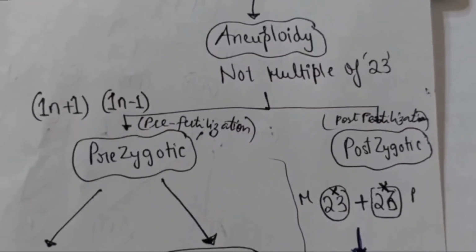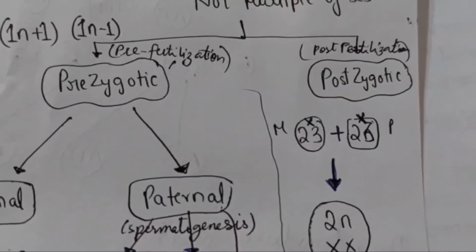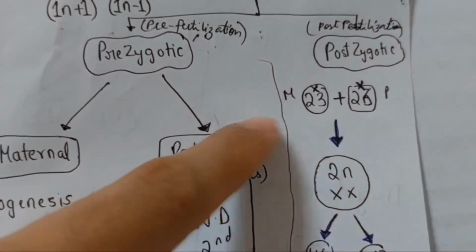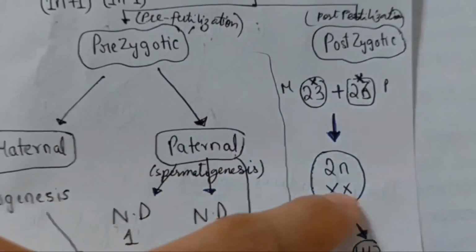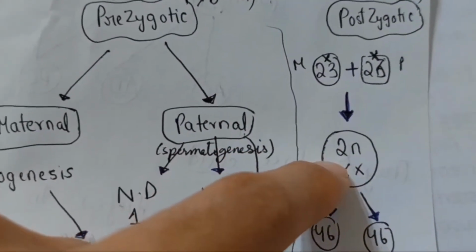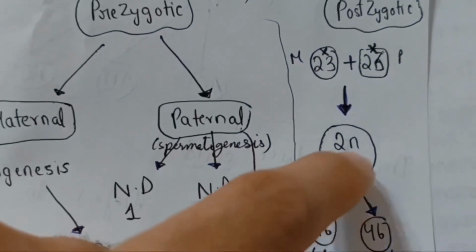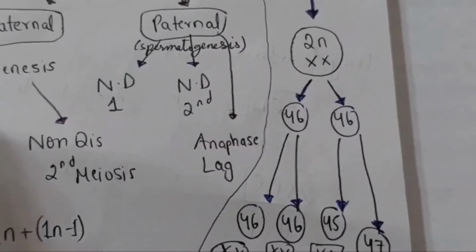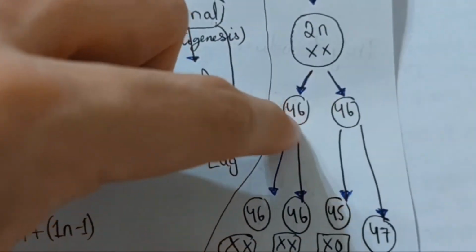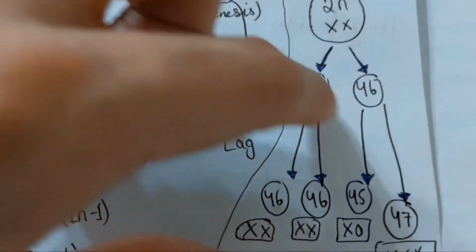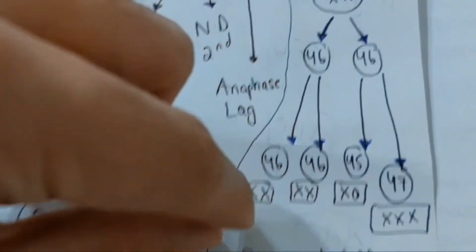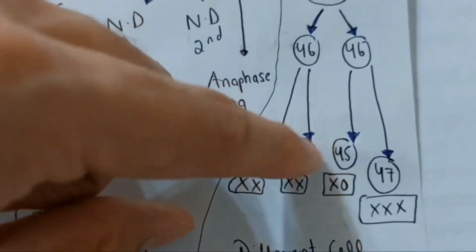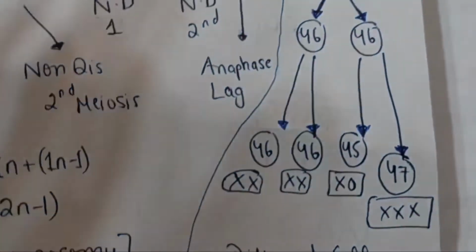The other cause of aneuploidy is post-zygotic or post-fertilization. Here, for example, we take 23 chromosomes from the father and 23 from the mother, and when the zygote is formed, we get 2n, that is 46 chromosomes, out of which 2 are X chromosomes. So the zygote is a female zygote. When mitosis takes place and it divides into two cells, each cell is going to have 46 chromosomes. Then further mitosis takes place, and the first line of cells forms two further lines of cells that have 46 chromosomes with XX, normal.